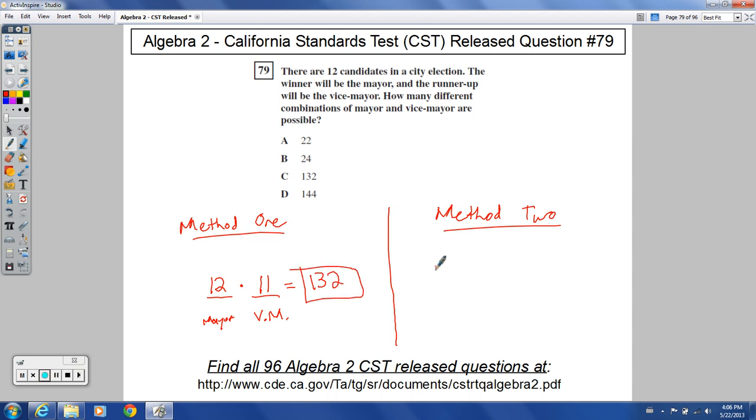But another way we could think of this, notice the order does make a difference here. If you have somebody, let's say, Johnny and Billy. Johnny is the mayor, Billy's the vice mayor. Is that the same thing as switching those two things around and saying Billy's the mayor and Johnny's the vice mayor? No, that's a different combination altogether.